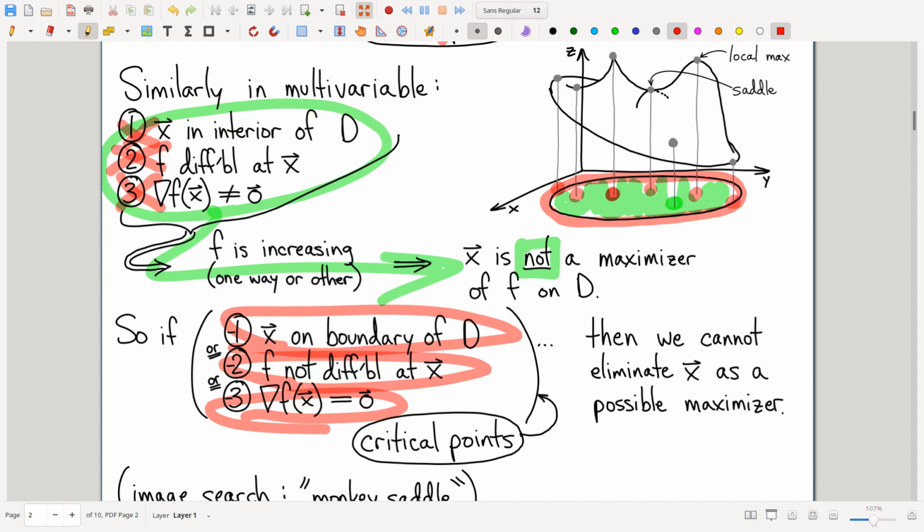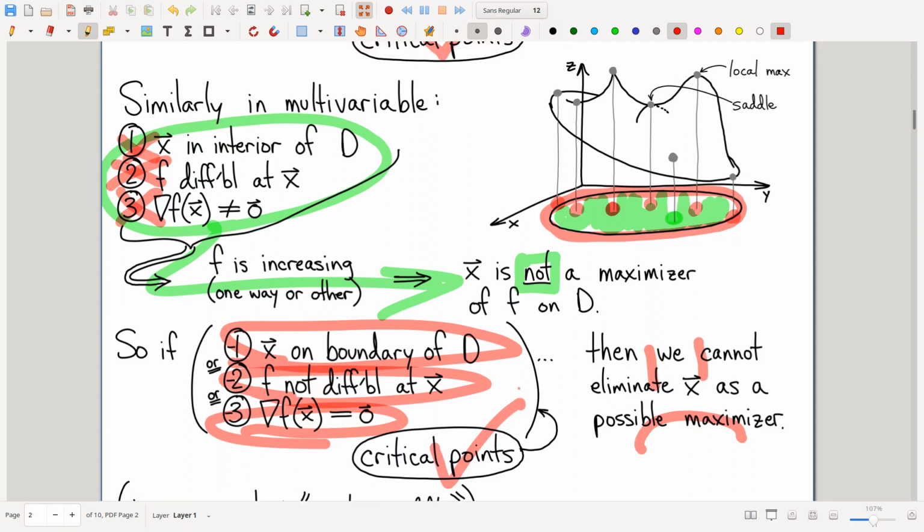Again, red, not because they might be what I'm looking for. No, red because these are points I don't understand. I don't know what's going on at those points. Okay. All right. So again, not happy about these. We'll give them a name. We'll call them critical points. We'll deal with them later with techniques we'll come up with later.